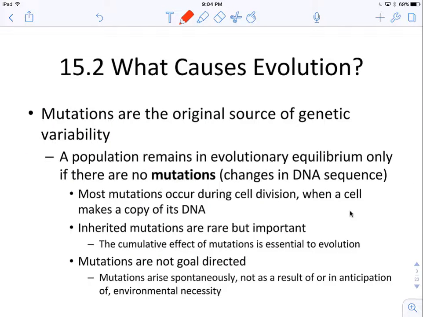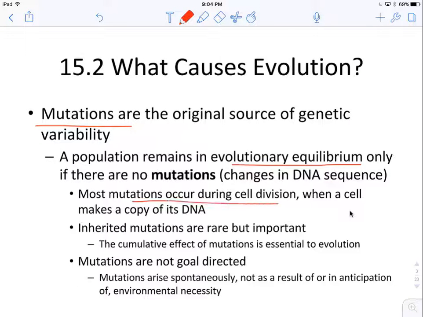So we're going to start off with mutations. Okay, mutations are the original source of genetic variability. Just randomly change your DNA, boom, there you go. So we can keep a population in Hardy-Weinberg equilibrium if there are no mutations. Okay, but there are mutations.